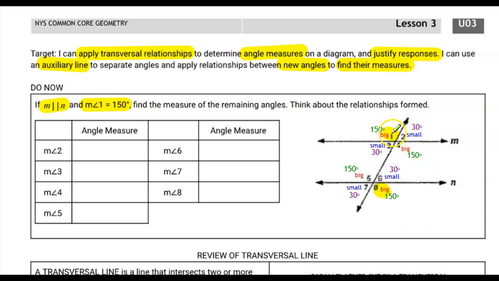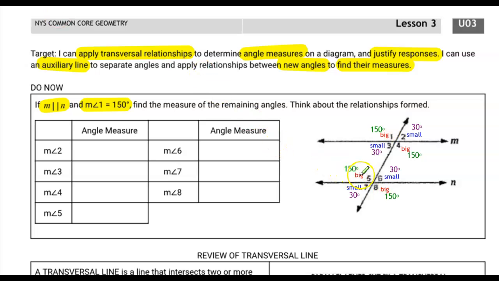Another thing that I notice is that this big angle is on the left-hand side of the transversal, and this big angle is on the right-hand side of the transversal. So these two angles are an example of alternate, different sides of the transversal, exterior, outside the two parallel lines, angles, alternate exterior.